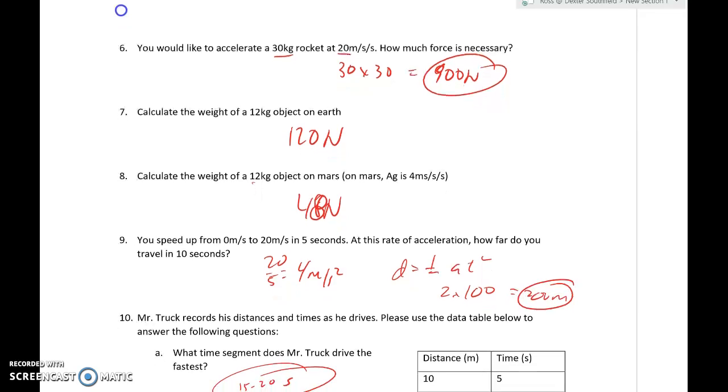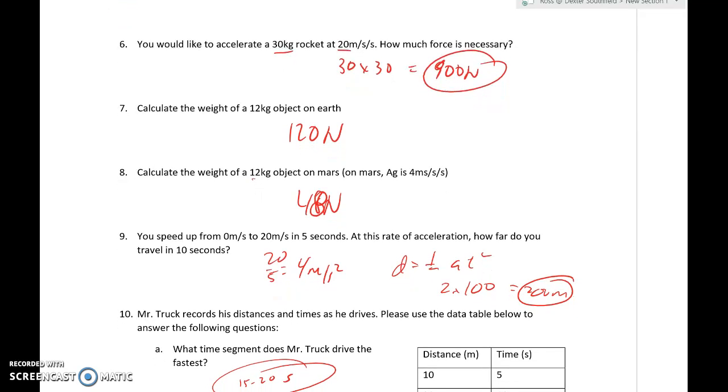So number 6 is just working number 5 backwards. Essentially, if you want to accelerate it at 20 meters per second squared, you also need to accelerate it fast enough to overcome the rate of acceleration due to gravity. So that would be another 10 meters per second squared. That's why I multiplied the mass by 30, which is 20 plus 10, giving us 900 newtons of total force necessary.